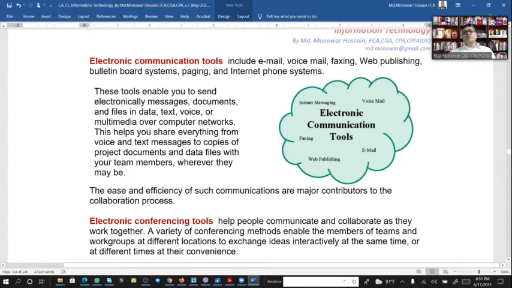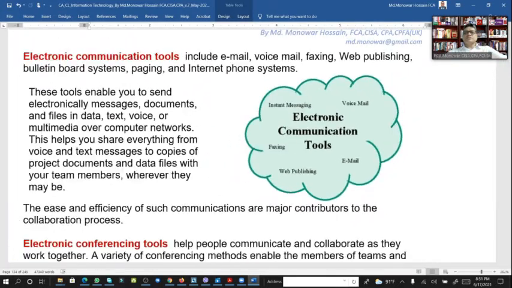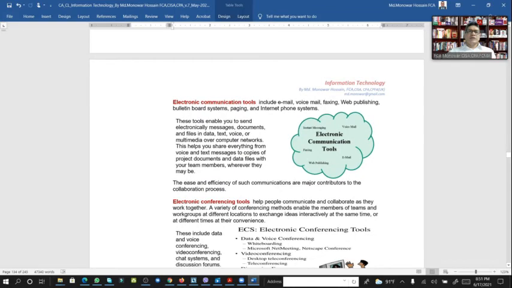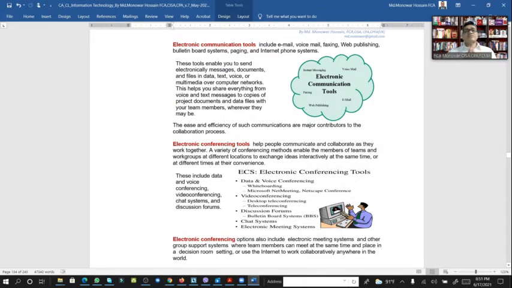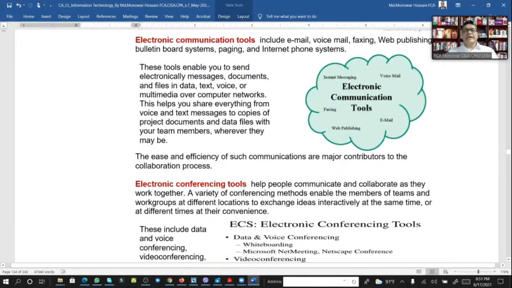Look here, electronic communication tools include email, voice, faxing, web publishing, bulletin board systems, paging, internet phone systems, etc. Here is the picture of electronic communication tools. These tools enable us to send messages, documents, files, data, text, voice, and multimedia electronically over a computer network. This helps us share everything through voice, text, etc.